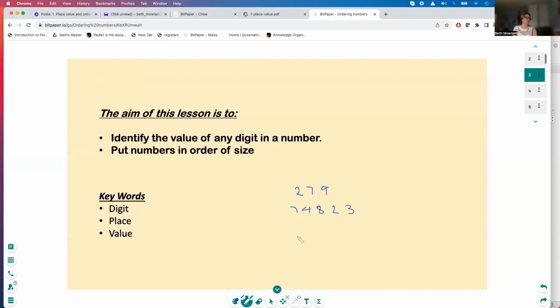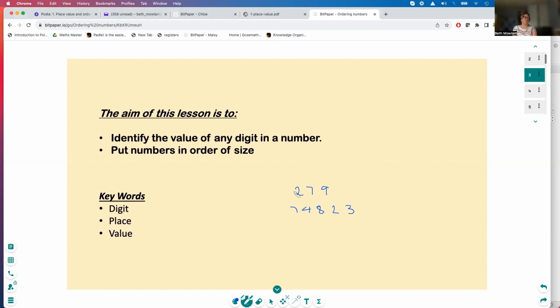Okay, then we have the place. We talk about place value. Now, the place is the position of the digit, and that tells us all about the number. So the place is just the position of the digit. We'll talk more about that in a minute. And then the value. There are questions in your GCSE that will ask you what value each number represents. So value is talking about the size of the number.